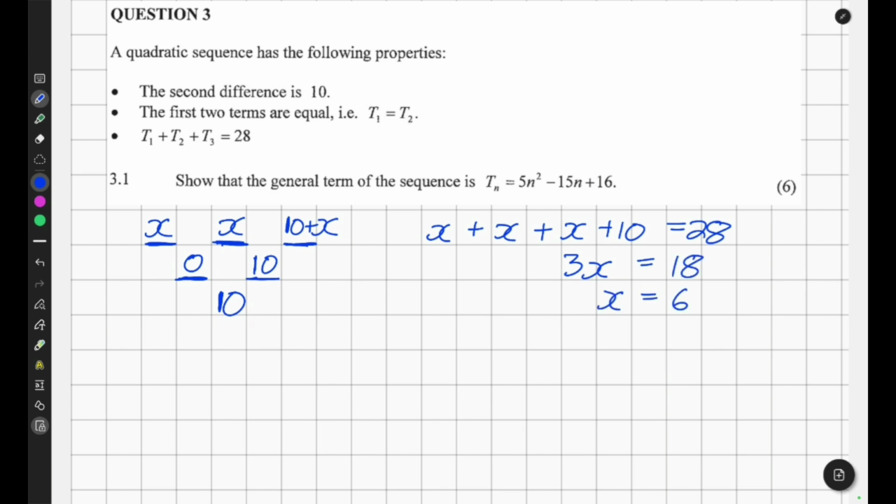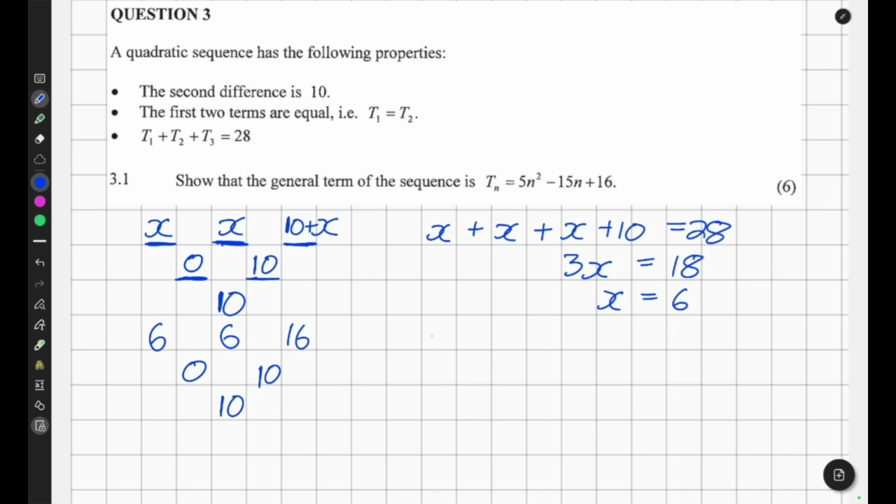But now, that was not the question. The question was to get the general term. But in order to get that, a, b, and c, and all those values, I needed to get x. Now I can rewrite the actual pattern and then solve the question. So 6, 6, and then 10 plus 6. And then this is a 0, this is a 10, and then that is a 10.